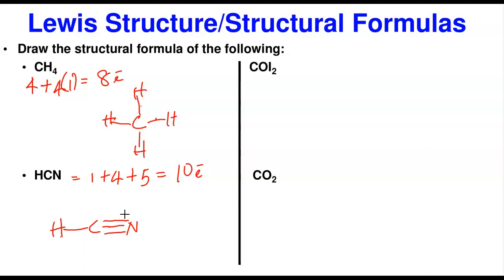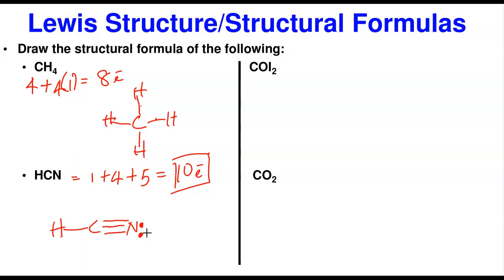But we're not done, because each of them needs to satisfy the octet. Remember, that is the magic message. Carbon here has satisfied the octet because it has 8 electrons. What you will do to nitrogen to satisfy the octet is add a lone pair. So now it has 2, 4, 6, 8 electrons around it. And this is the Lewis structure of hydrocyanic acid. If you want to prove that, let's count the number of electrons to see if it matches: 2, 4, 6, 8, 10. And that is very correct.